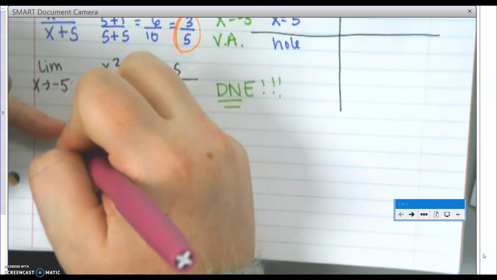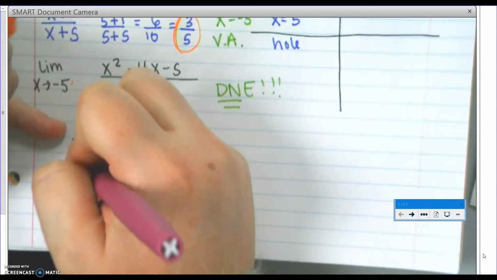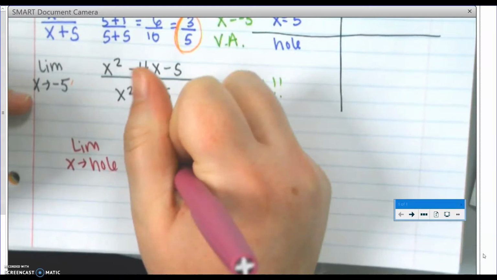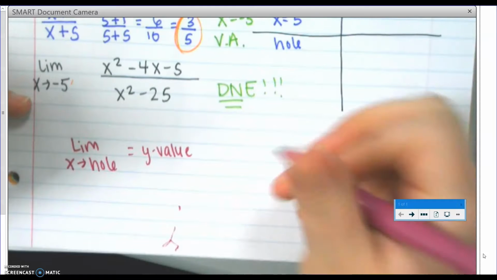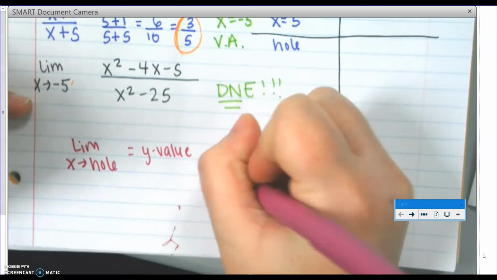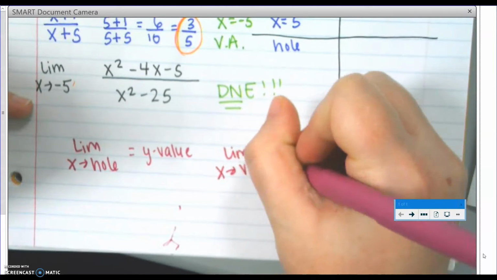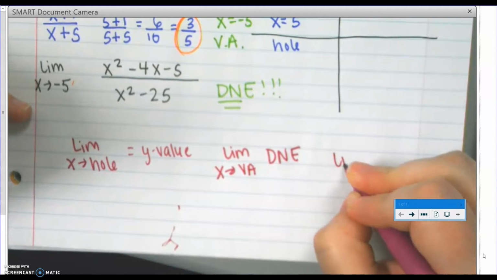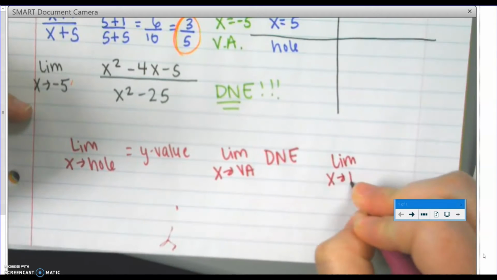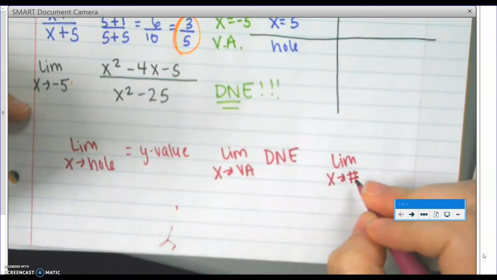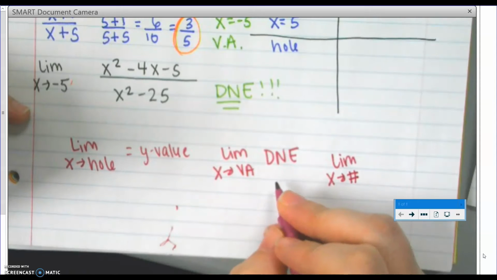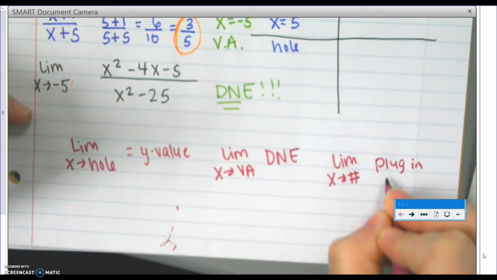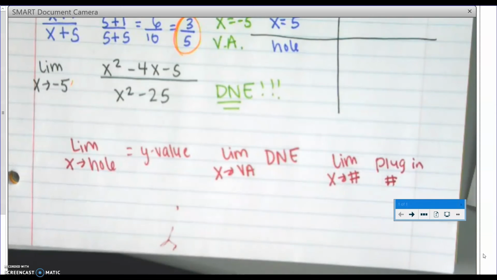So to sum it up, the limit as x approaches a hole is equal to the y value of the hole. The limit as x approaches a vertical asymptote does not exist. And the limit as x approaches any other number, any number that's not a hole and not a vertical asymptote of the graph, to find the answer to that, you just plug in the number for x. And whatever it equals is the answer to your limit.